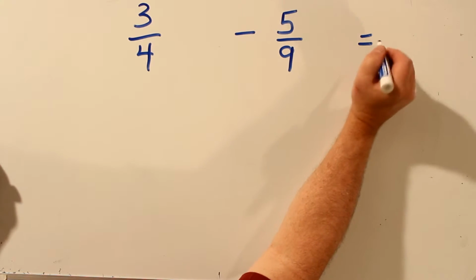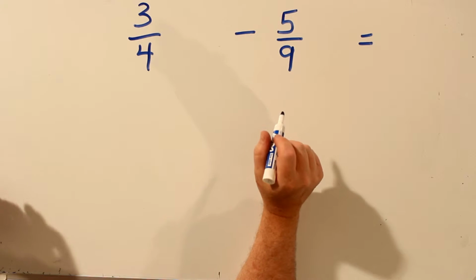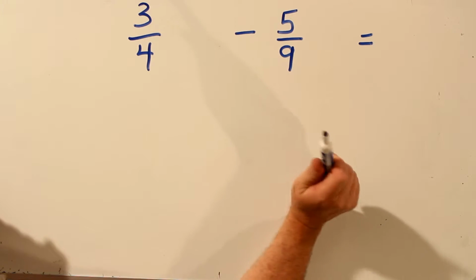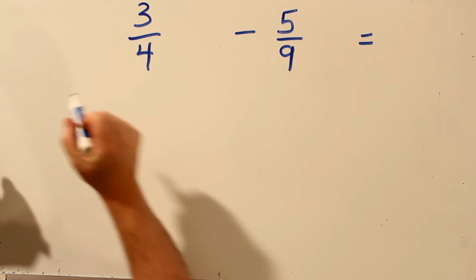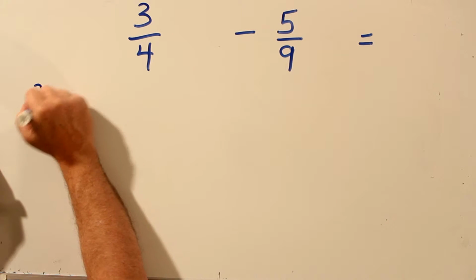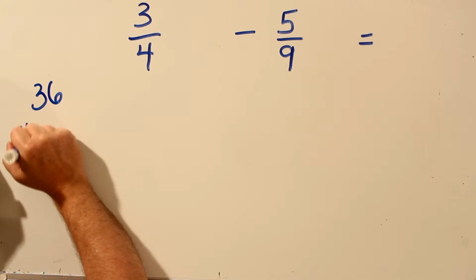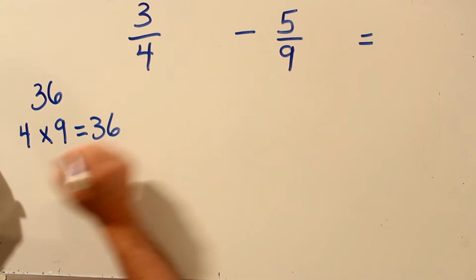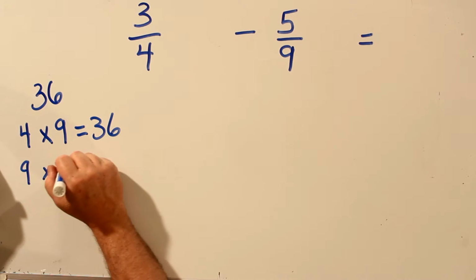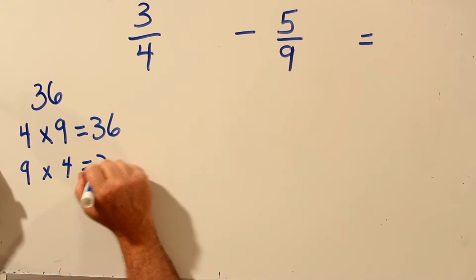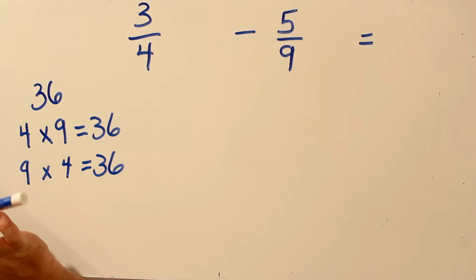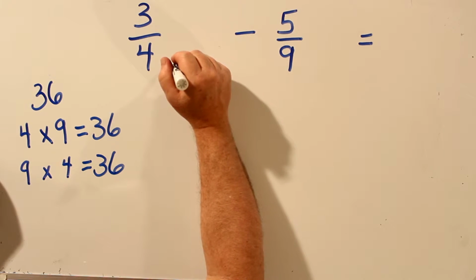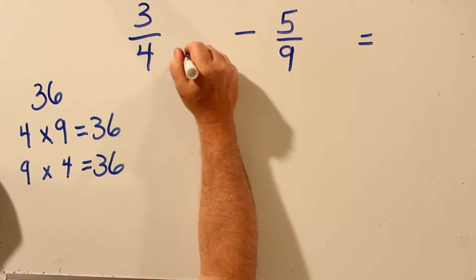Now again, in order to subtract fractions, the bottom number has to be the same. In order to make the bottom number the same, you have to find the lowest common multiple. And here I'm going to give it to you, the lowest common multiple is 36. And 4 times 9 is 36. And 9 times 4 is 36. Knowing this, let's make this bottom number 36. So we have to multiply by 9.